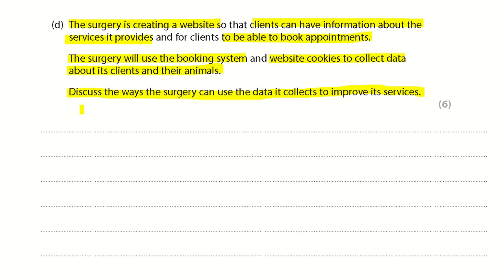So it's a discuss question. A discuss question means that we need to consider the different aspects. So we've got to think about all the different ways they can use data to improve their services. We're thinking very much about the scenario. So this is a vet using a website, their booking system, and they want to collect information about clients and animals. So it's looking for detailed explanations.